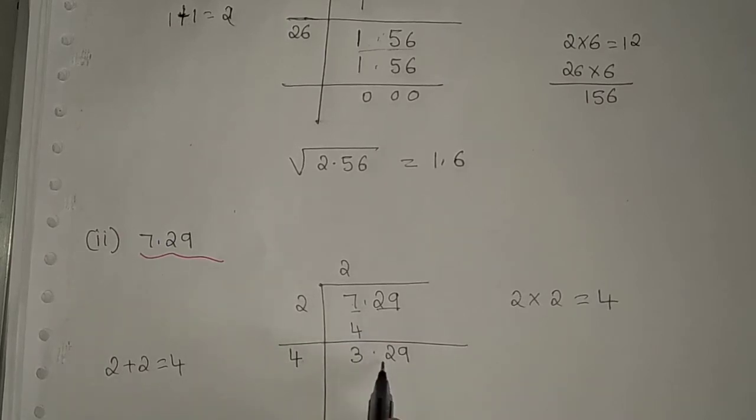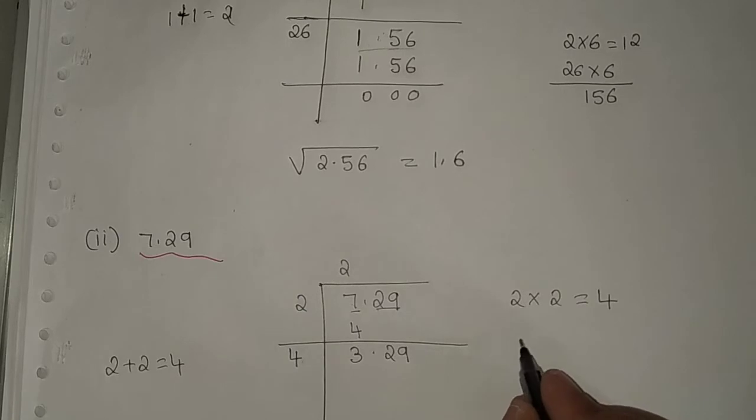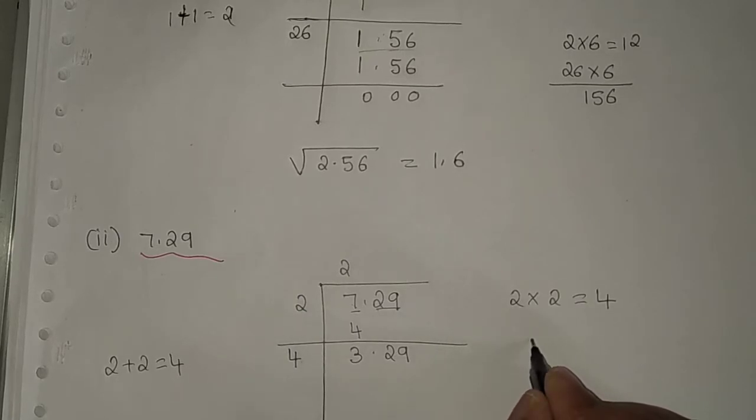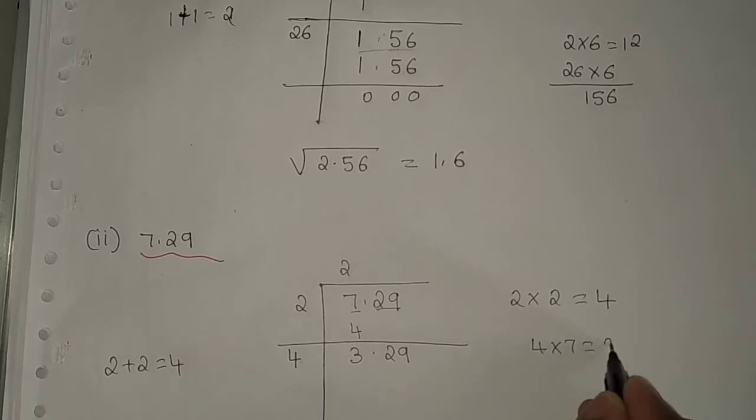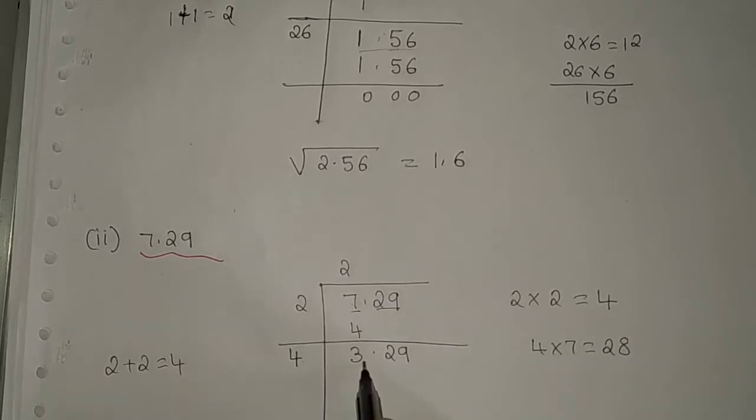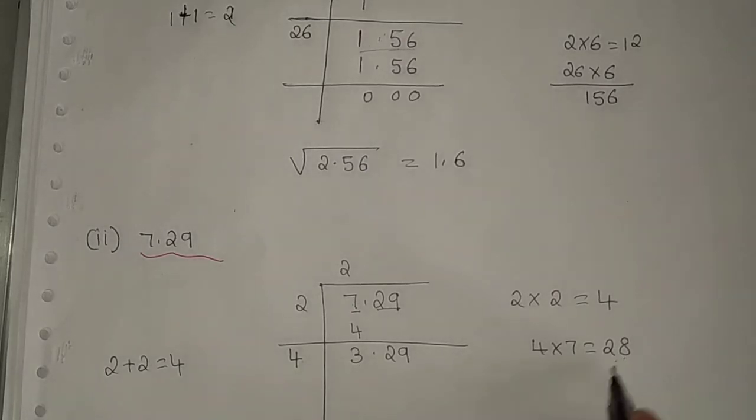Next, we find out the nearest number to this 3, 2. What is the nearest number here? That is 4 into 7 will be 28. 28 is the nearest number to this 3, 2. So 28 is the nearest number.